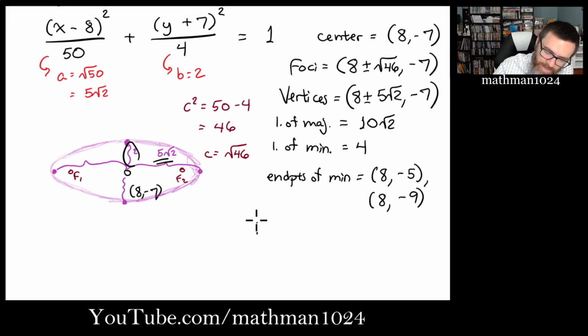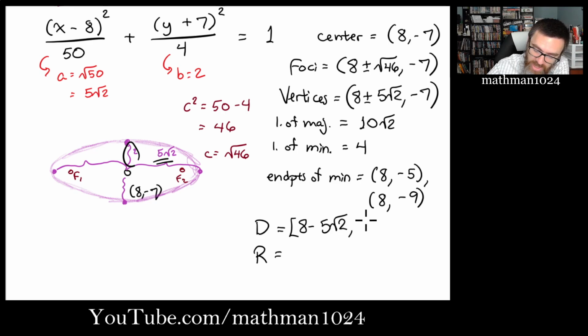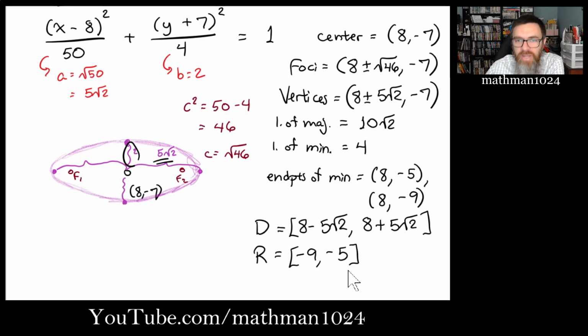We just need to talk about the domain and the range. So my domain, the change here is along the major axis, so we can go to those vertices, and you see it's 8 plus or minus 5 square roots of 2. So on the left, it's coming from 8 minus 5 square roots of 2 to the right at 8 plus 5 square roots of 2. And then for the range, you're going along these endpoints of the minor axis. So from negative 9 to negative 5. And we've answered all that we need to answer for that.